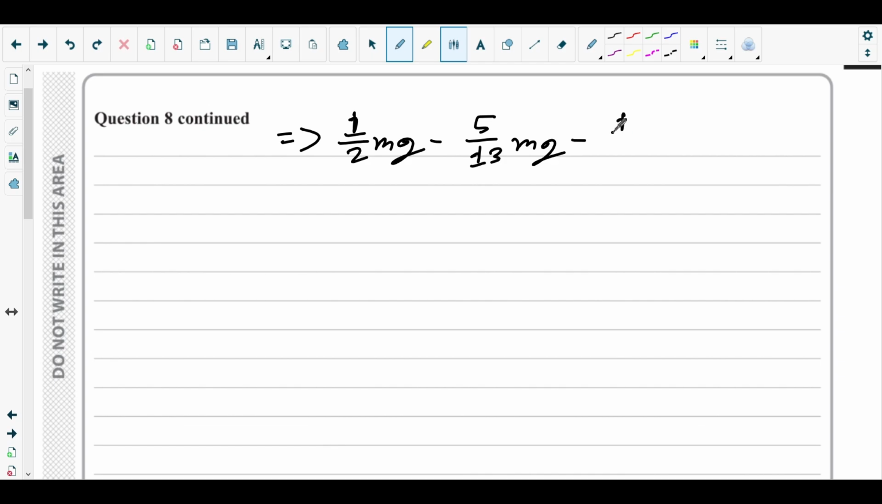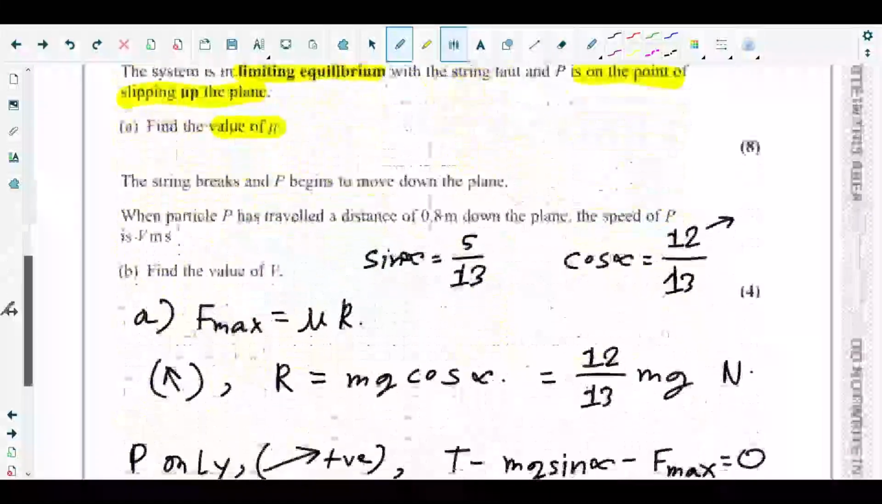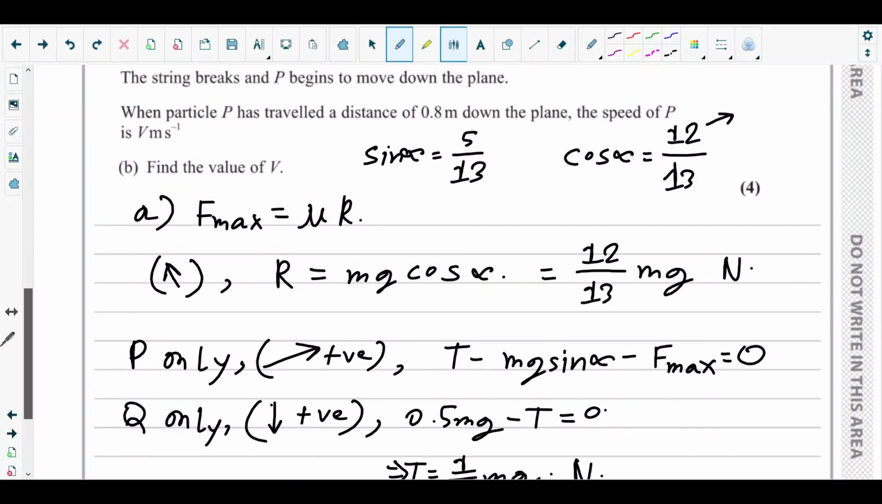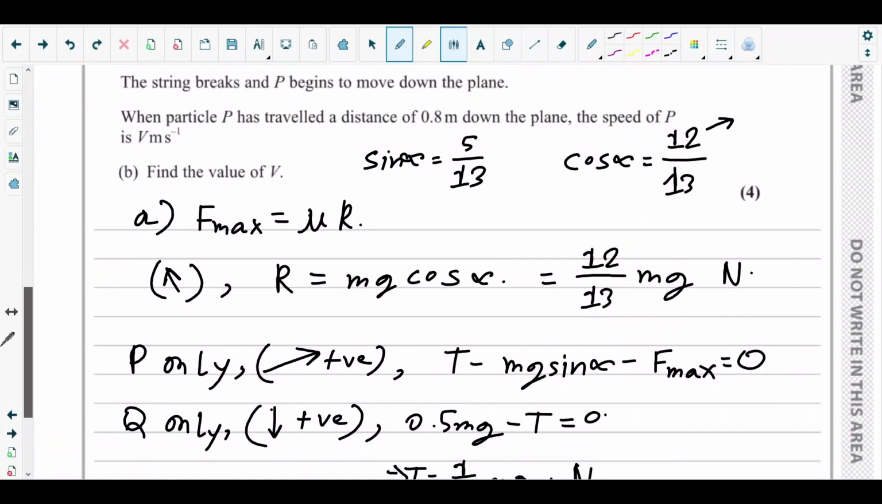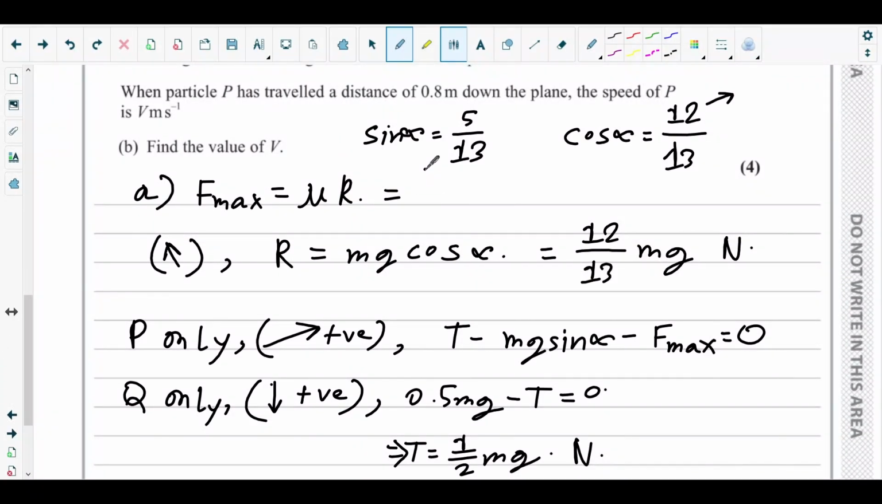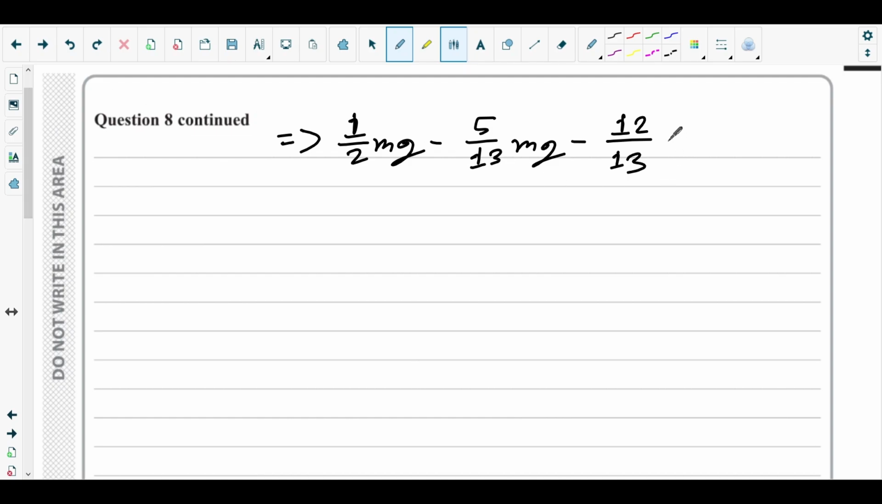We got 12 over 13, isn't it mu mg? If I'm not wrong, it's mu mg, right? Okay, F max would be 12 over 13 mu mg. I didn't write it, so now I wrote it. 12 over 13 mu mg is the maximum friction. So 12 over 13 mu mg, this is equals to 0.